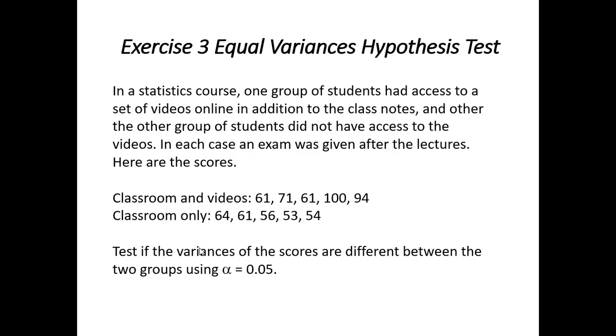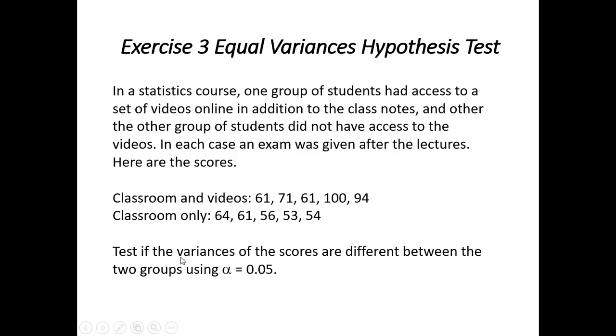Suppose in a statistics course, one group of students had access to a set of videos online in addition to the class notes, and the other group of students did not have access to the videos. In each case, an exam was given after the lectures, and then we're given a score. So we're assuming both courses are taught in the regular way, but one group of students has an additional resource, online videos, and the other does not. So let's say that we have these 2 samples. These are the scores for the group classroom and videos, and this is classroom without the videos.